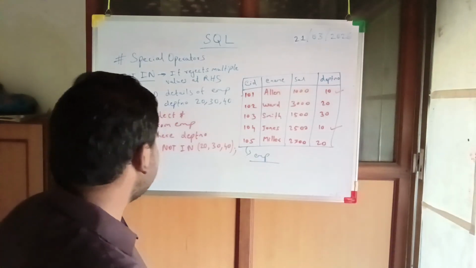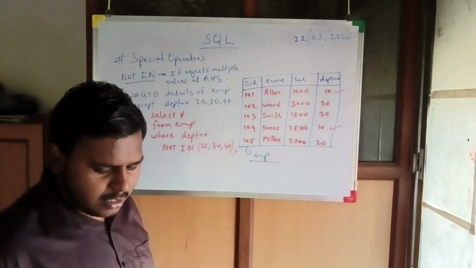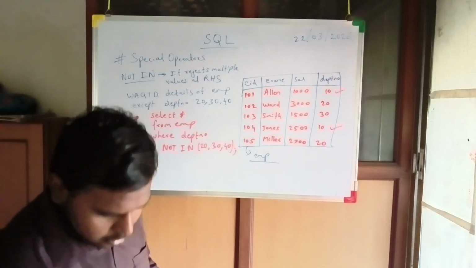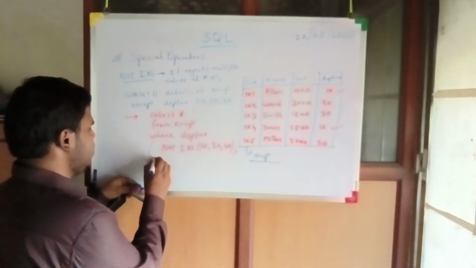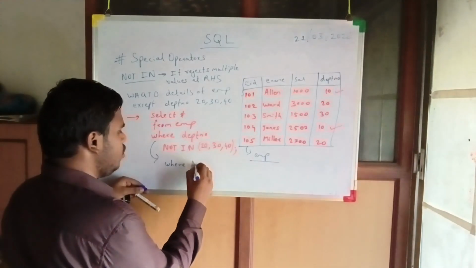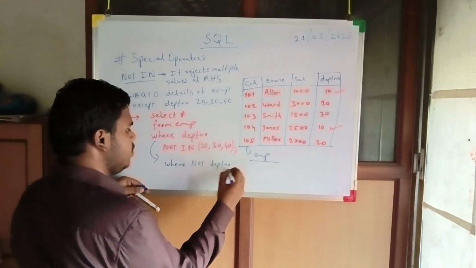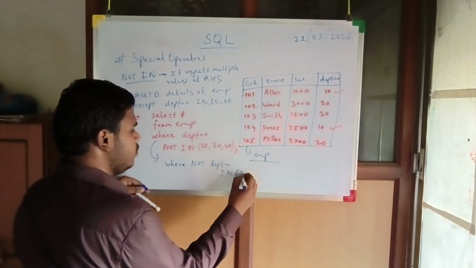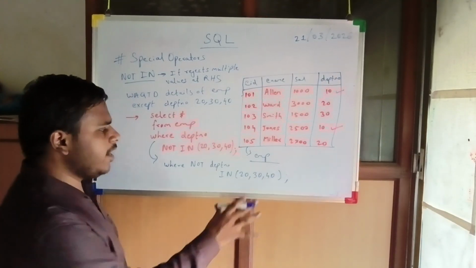Some students will think like this: sir, the role of the NOT operator was to negate the condition. So what I will do? I will do one twist, sir. Here I will do one twist where NOT operator department number IN 20, 30, 40. Okay, can we write like this?